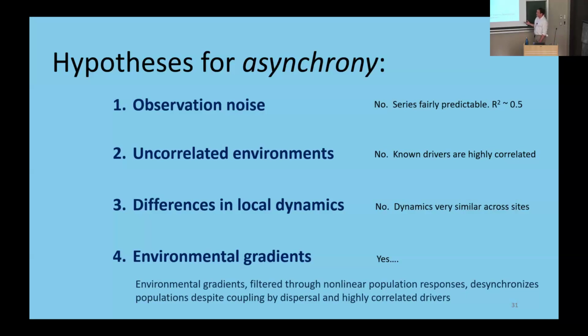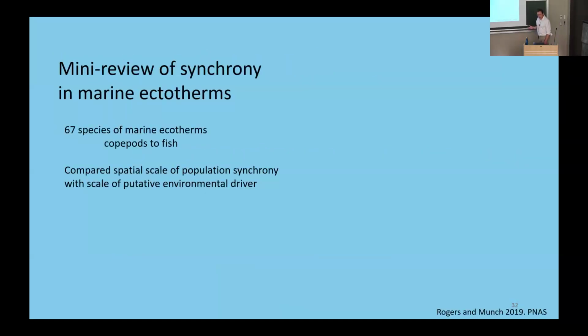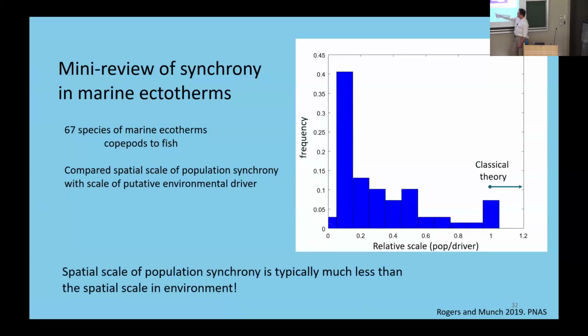Now, a couple of obvious questions come up. The first is, are the crabs just weird? Are they uniquely asynchronous amongst marine metapopulations? So we did a little mini review, looking at 67 species of marine ectotherms, ranging from copepods to fish, where it was possible to get an estimate of the spatial scale of population synchrony and the spatial scale of a known environmental driver. And when we do that, this is what we get. The horizontal axis here is the relative scale, the scale of the population synchrony versus the driver synchrony. The theoretical prediction, remember, is that this should be bigger than 1. And in fact, most of the time it's down here around 10%.